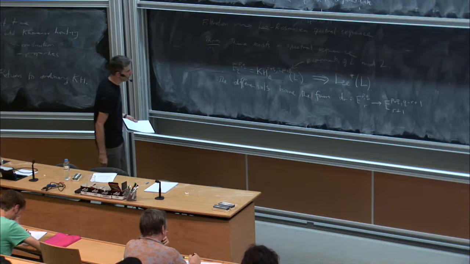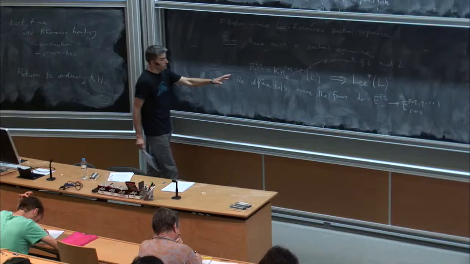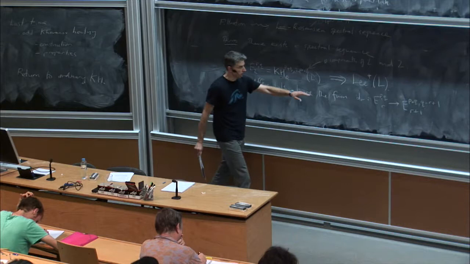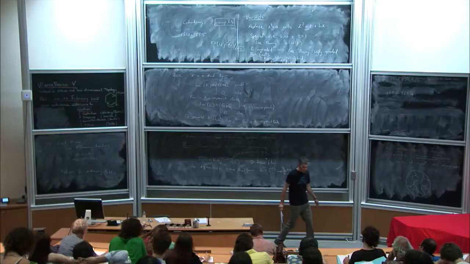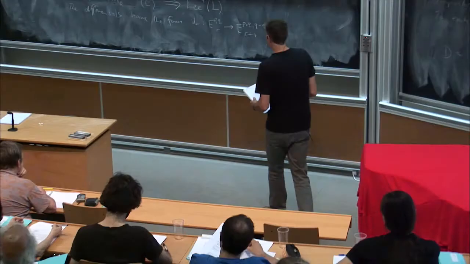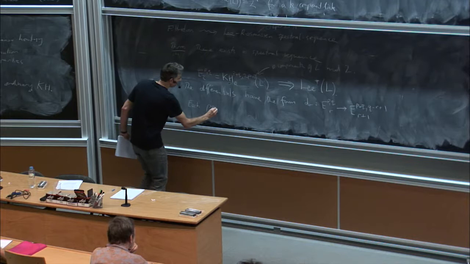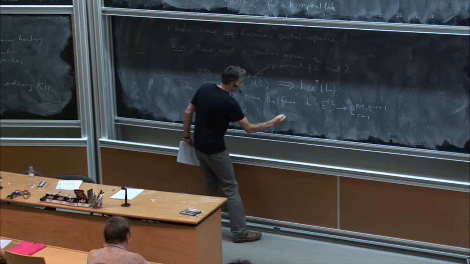And there's one other thing to say about the spectral sequence, which is very important, which is that it starts out at the E2 page with a link invariant, and it ends up with a link invariant. So you can ask, are all the pages in between link invariants? And the answer is yes. So each page of the spectral sequence is a link invariant.